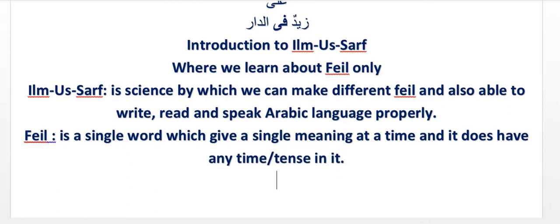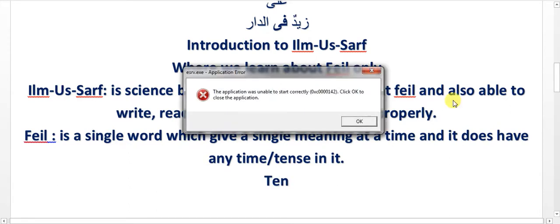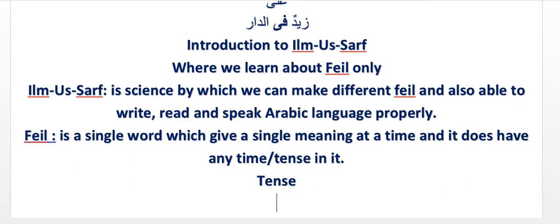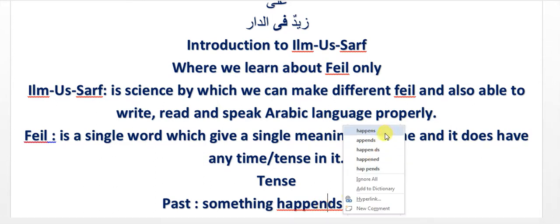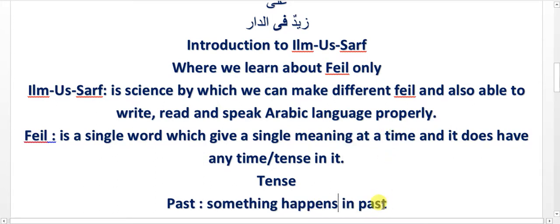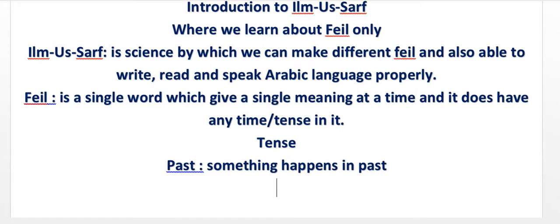Okay, you can ask me what is tense. So let me also write tense. Past: something happened in past. Okay, what then we have? Present.